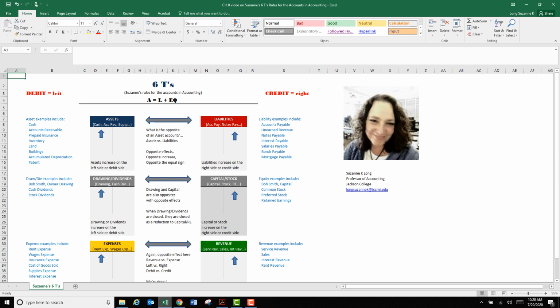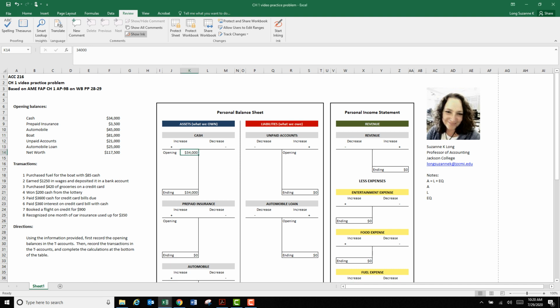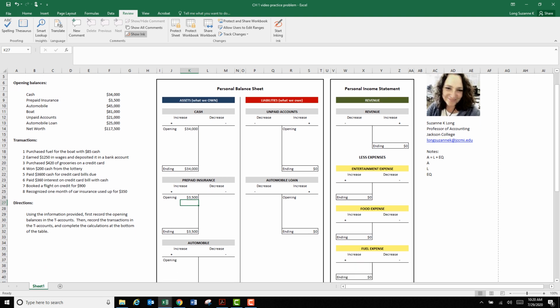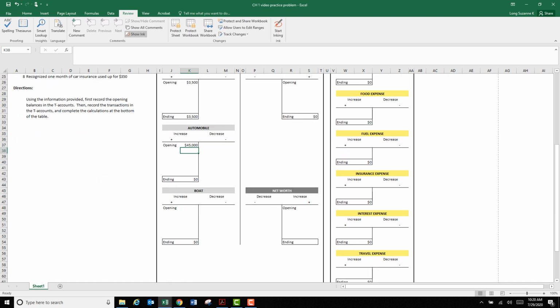So as we're working this problem, you're going to be practicing that skill. Assets increase on the left. Prepaid, that's another asset. So we've got 3,500 over here. Automobile, 45,000. What kind of car is this? Boat, 81,000. Oh my, I definitely want to be friends with Elaine.